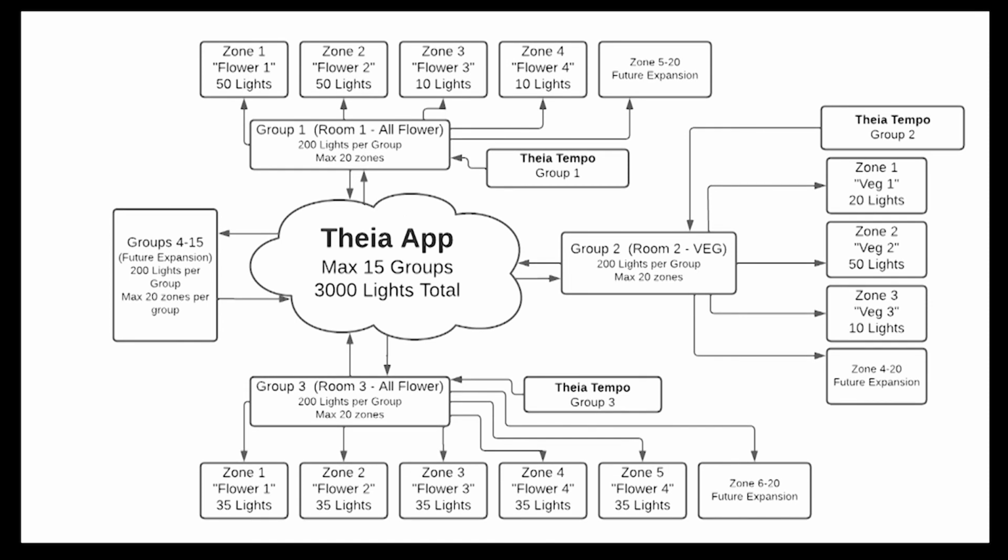Now let's go over and look at group 2, also your veg room. You have a 20 light zone, a 50 light zone, and a 10 light zone. Each zone is going to act independent. It could do whatever you want, different times, different schedules, different recipes. And then the same in group 3, you've got five zones, tempo for timekeeping. Now that you understand that, let's go look at the app and how you would configure this.